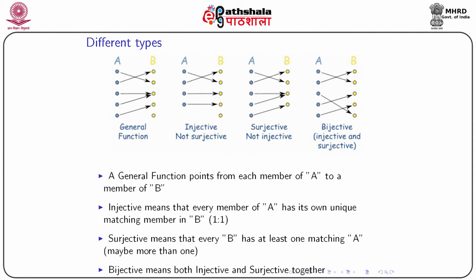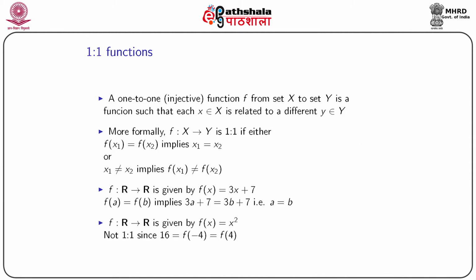And finally we have another type of mapping, called bijective mapping, where we have both the properties, injective as well as surjective. So these are the three broad categories of mapping: injective, surjective or bijective. Now we will focus more on one-to-one functions. A one-to-one function, that is called an injective function, f from set X to set Y, is a function such that each x belonging to the set capital X is related to a different y belonging to set capital Y.